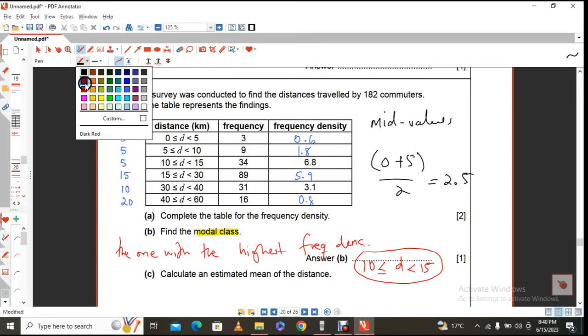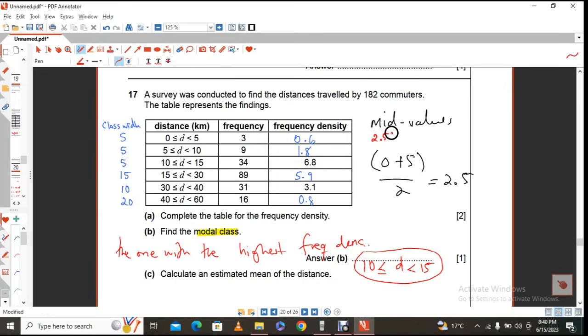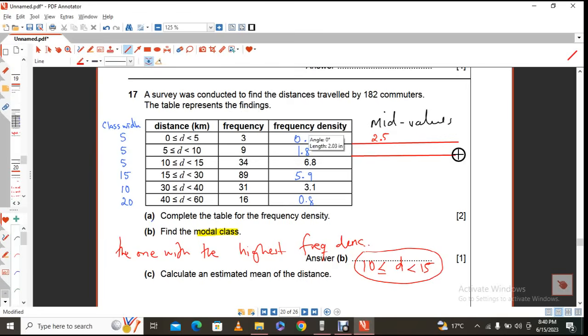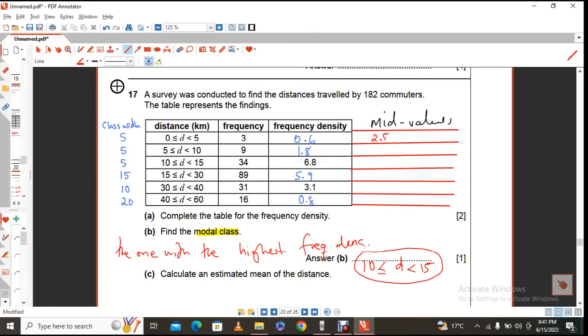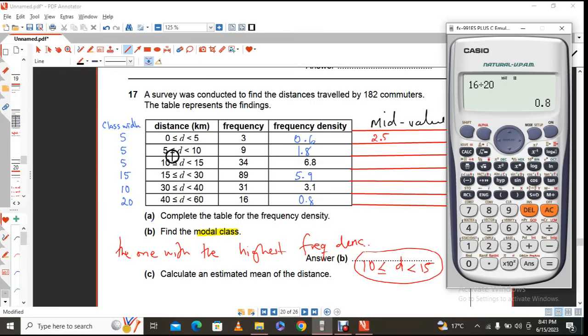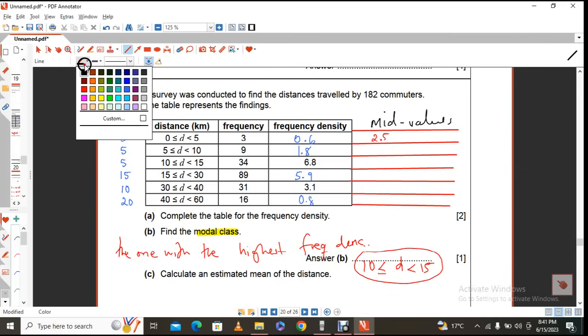Right, so the first one here is 2.5. So we're going to grab our calculator and we're going to do that so that you can easily see how I find my mid values. Okay, so that is for that table. As long as it's easier for you to see the mid values. Okay, so grab our calculator, go into the second group, beginning plus ending, 5 plus 10, divided by 2, 7.5.